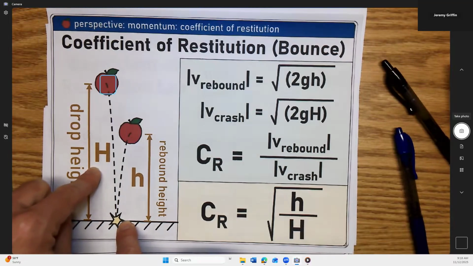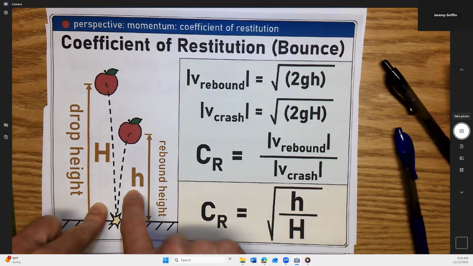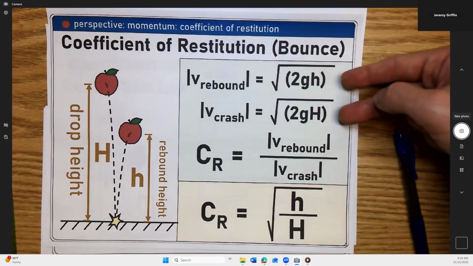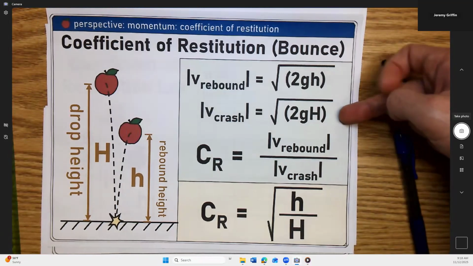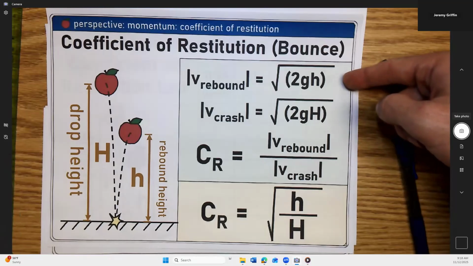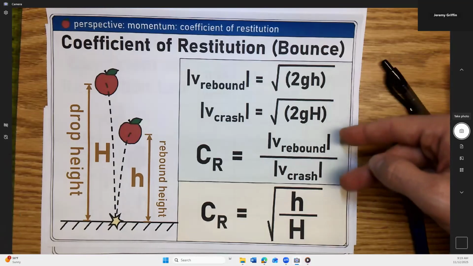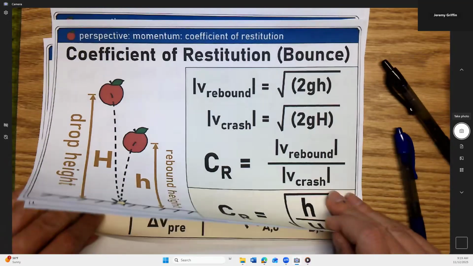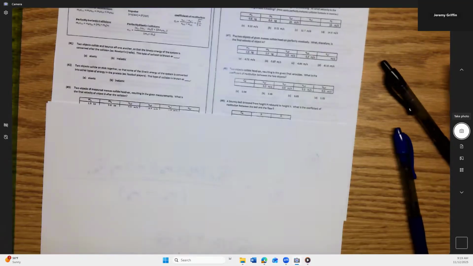You can say, well, what's the crash speed? What's the rebound speed? And then take the ratio, rebound compared to crash speed. If you go back to a few weeks ago, conservation of energy, does this look familiar right here? The crash speed is square root 2gh. And you can also say rebound speed is root 2gh based on the rebound, right? Okay, the 2g cancels. Just a reminder of what you saw on Monday.